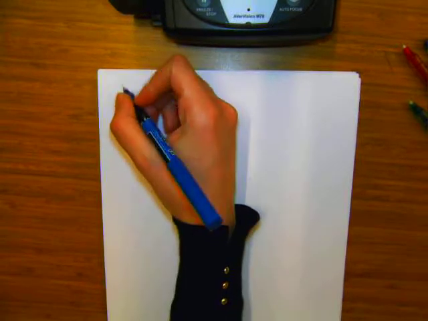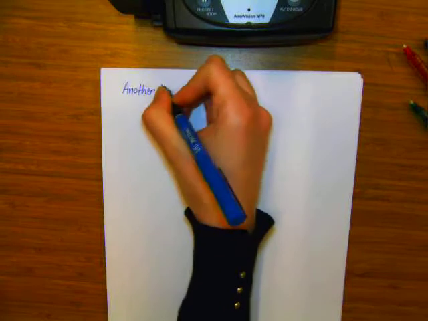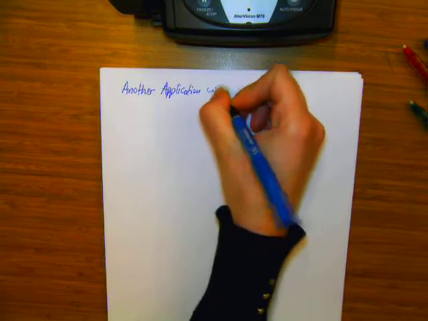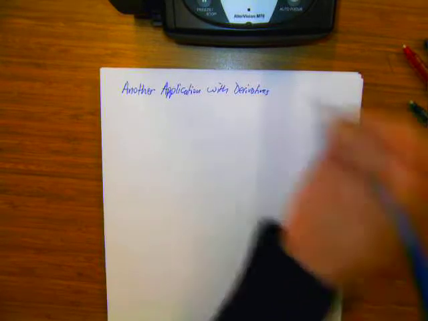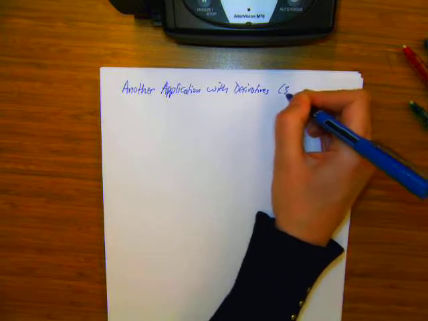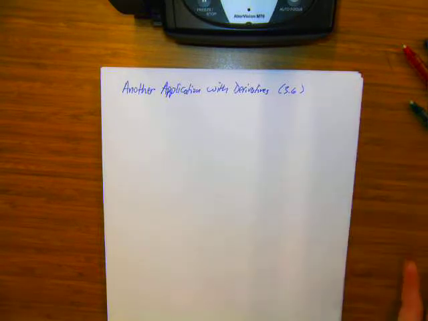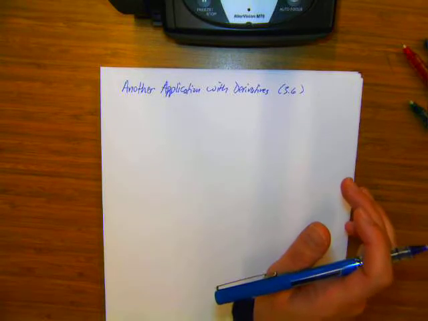So last week, before the break, we focused a lot on word problem practice. And today is going to be a different type of application, another application with derivatives. Okay, and this corresponds to section 3.6. We're going to be skipping 3.5. We're not going to do 3.7. This is the last section that will apply to us from the book.